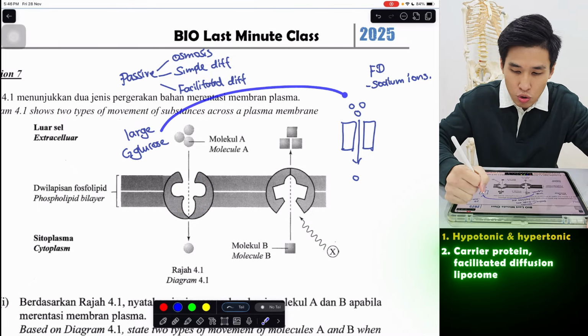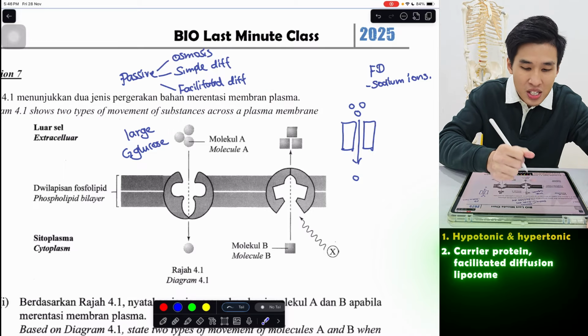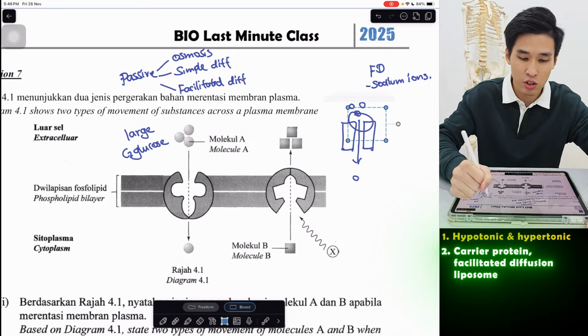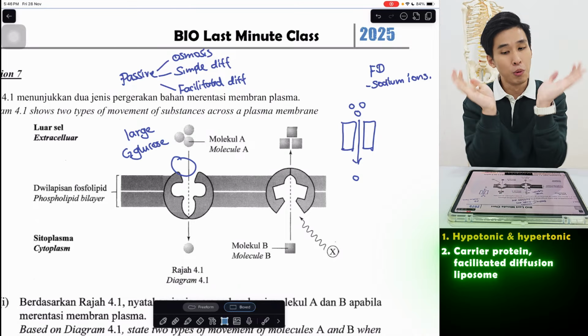Large molecules cannot pass through here because they are big. Since it's very big, it cannot fit into this tiny channel. It can only fit through here because the carrier can move.